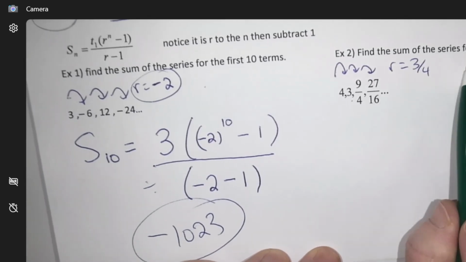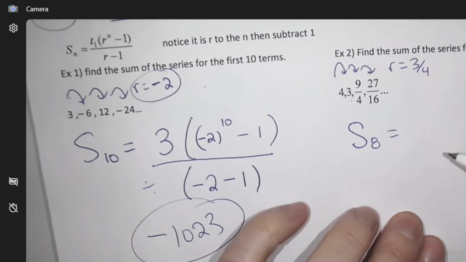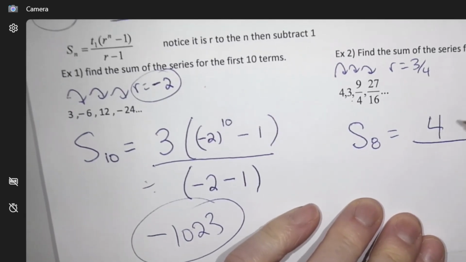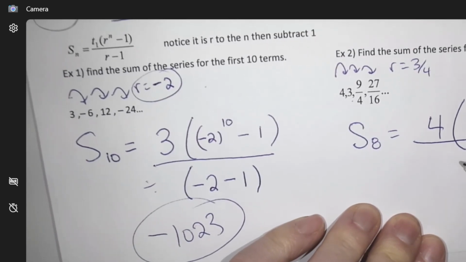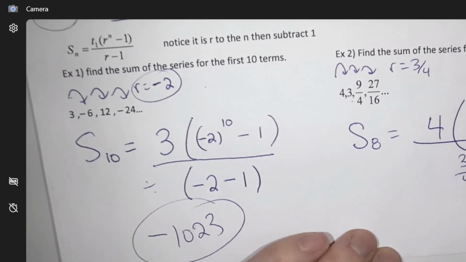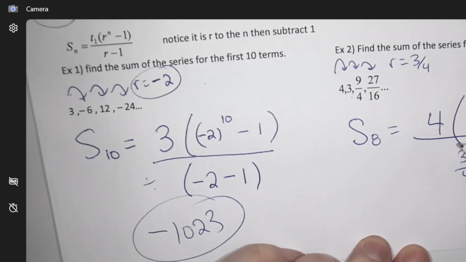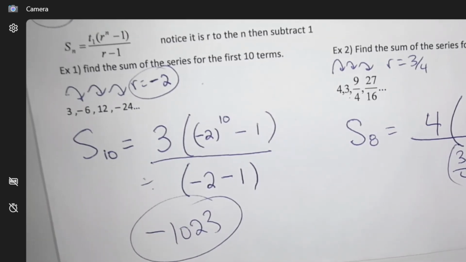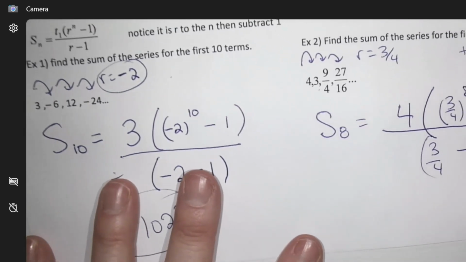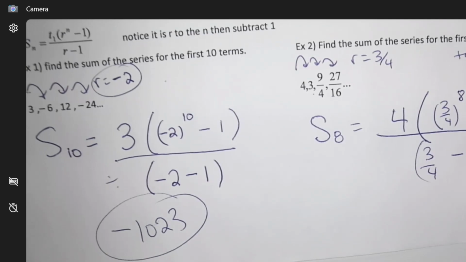Okay, so here we go. Find the sum for the first 8 terms. So the sum of 8 terms equals term 1, 4, bracket the R to the n minus 1. And I would put that in brackets as well. I mean, it doesn't show you in the formula, but you should understand when you type that in. Okay, let's see how your typing goes. This one's tricky. Again, brackets are your best friend.